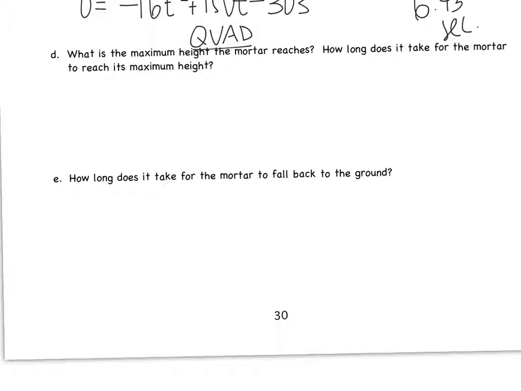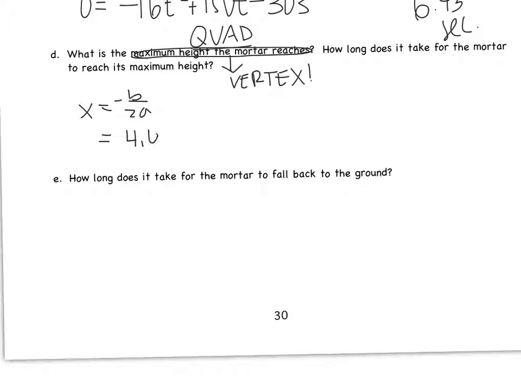For part D, what is the maximum height that the mortar reaches? Hopefully you remember, maximum or minimum is always going to happen at the vertex. So anytime that you find the maximum or the minimum, you should always be looking for the vertex. So this is what we did at the very beginning of the chapter. So if you do your negative b over 2a for x, you should have gotten x to be 4.6875. When you plug that in for x, you should get your y to be 348.5625 feet. So the maximum height is that 348 feet, and it happens at 4.685 seconds.